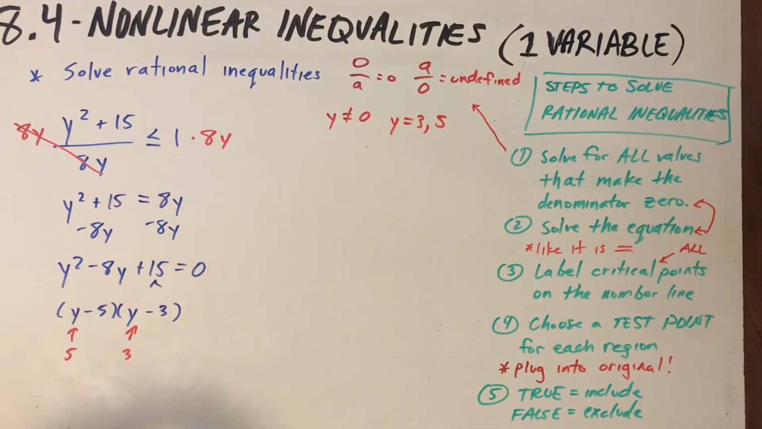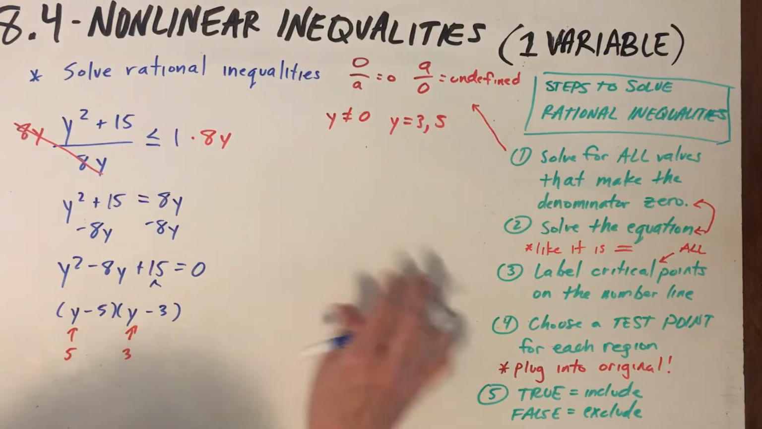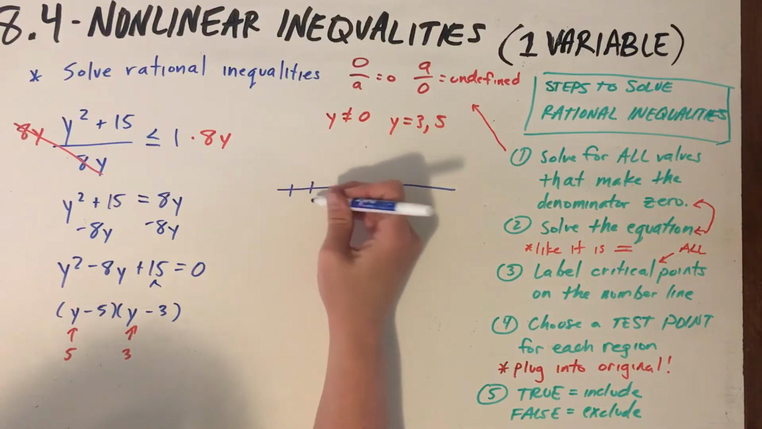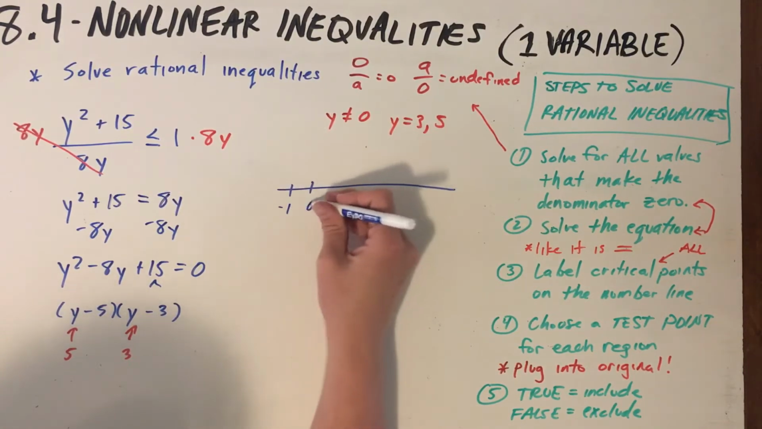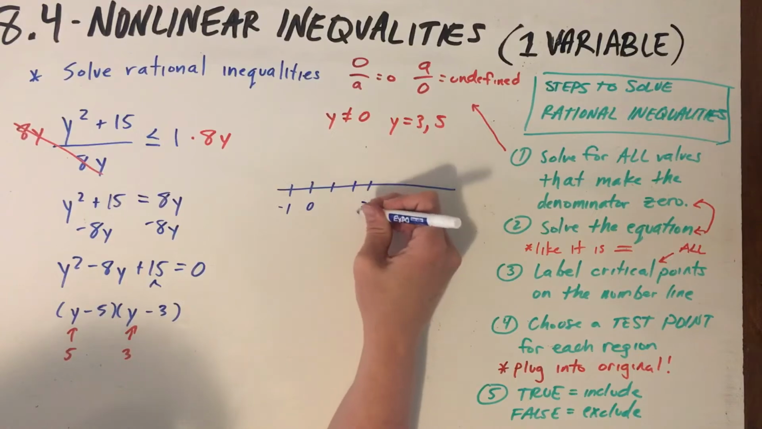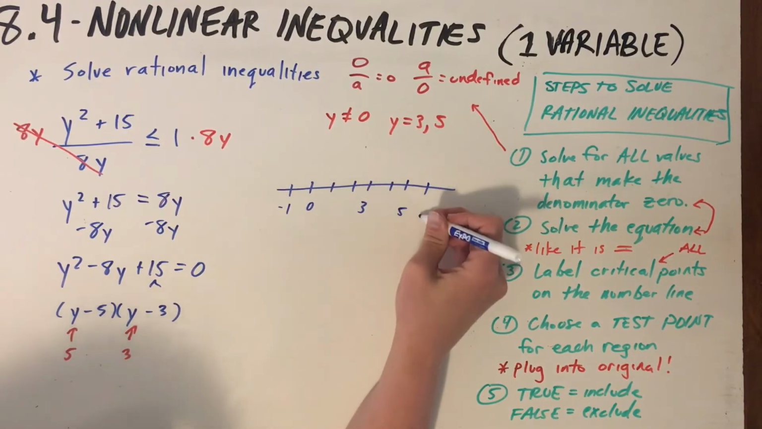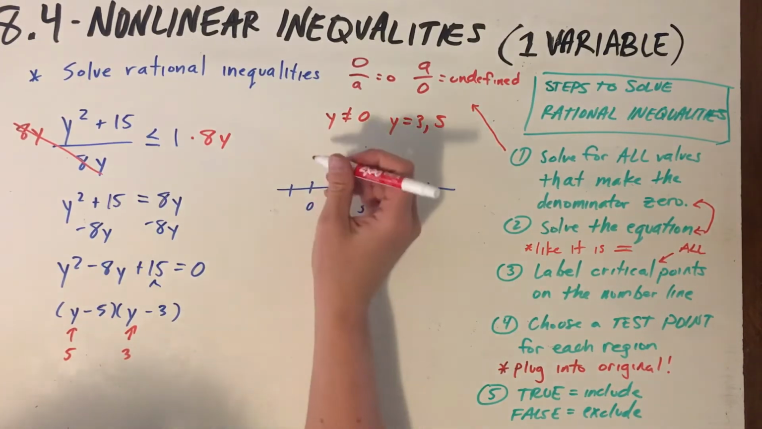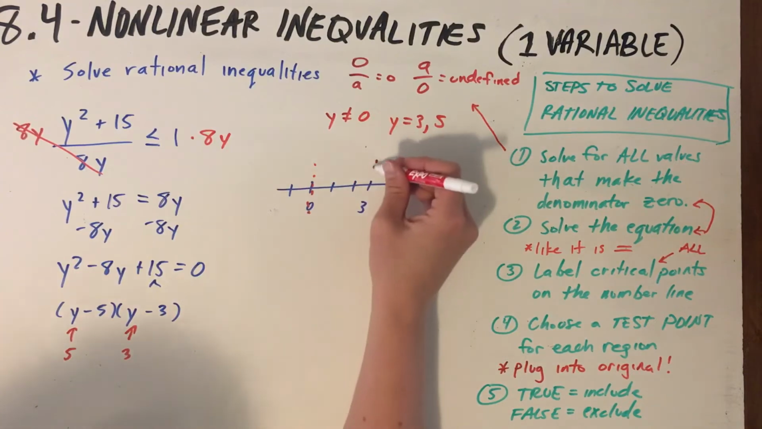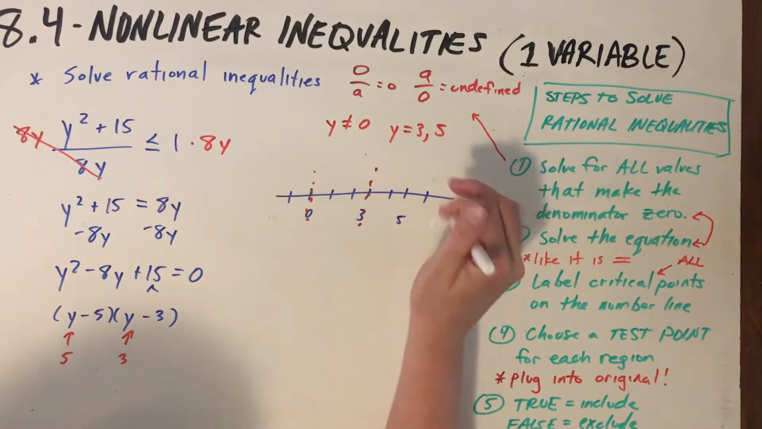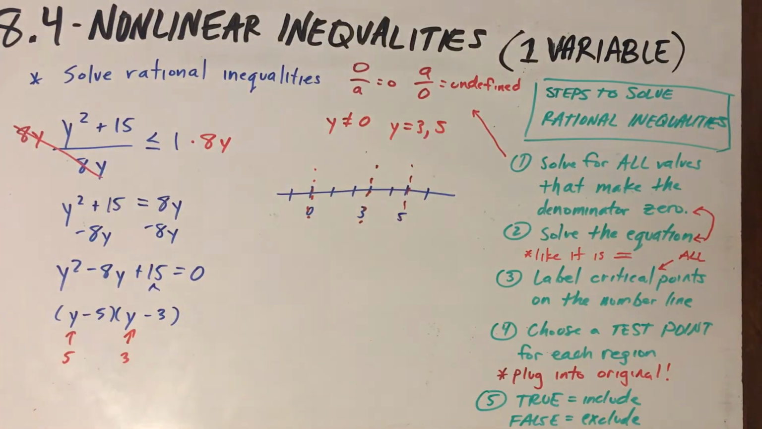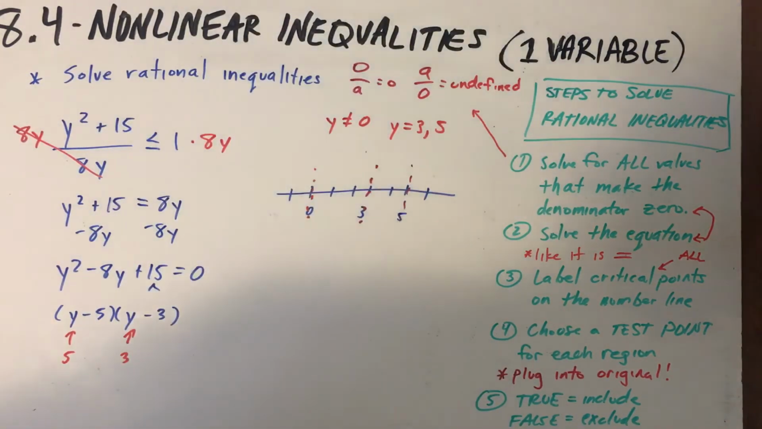So now that we have all of the critical points, we're going to label our critical points on the number line and divide into regions. So we've got 0, 3, 5. Here's our critical points. And again, we're just going to label or separate each region here on our number line. All right, so now I need to test a point from each one of these regions. There are 4 of them.